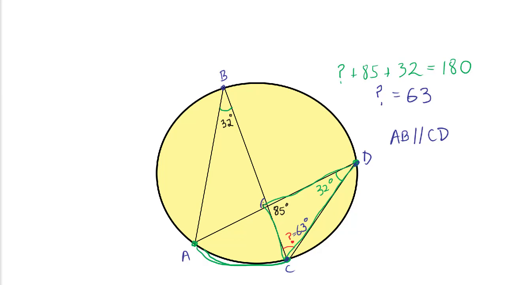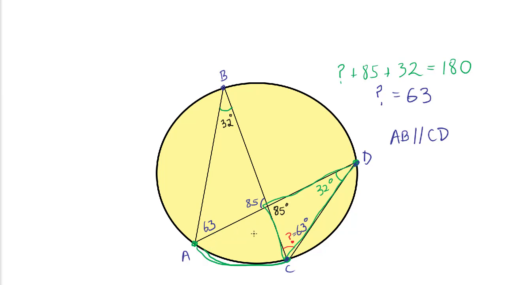Well, what other angle theorems do I know? I know that's a vertical angle, so that must be 85. And if that's 85, then I have 32, 85. This must be 63 degrees. Again, my interior triangle sum must be 180 degrees.